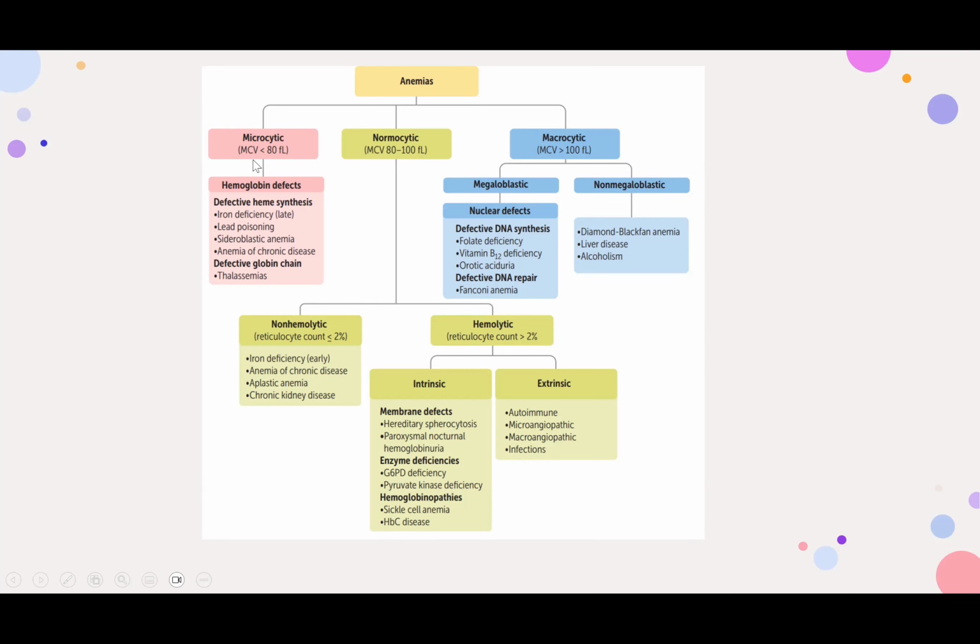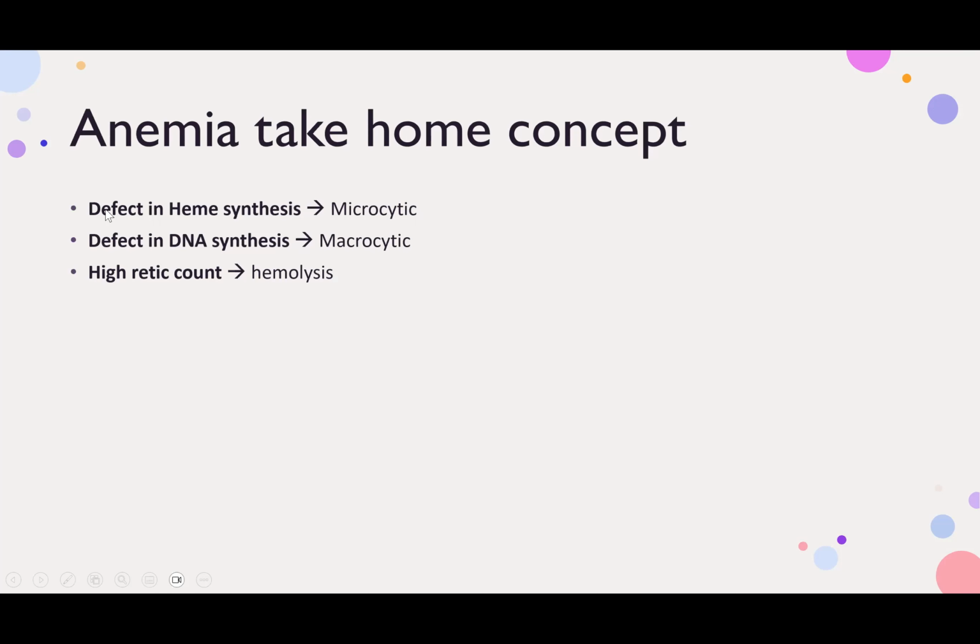Now, microcytic anemia, remember this, take-home message. Any defect in the heme synthesis will give you microcytic anemia. You know the hemoglobin, guys. Hemoglobin is heme plus globin. Globin is a protein, okay? Any problem with the heme synthesis, which is the other component of hemoglobin, will give you microcytic anemia. And any defect in the DNA itself, like B12 and folate deficiency, you will get macrocytic anemia. And any hemolysis will give you high reticulocyte count.